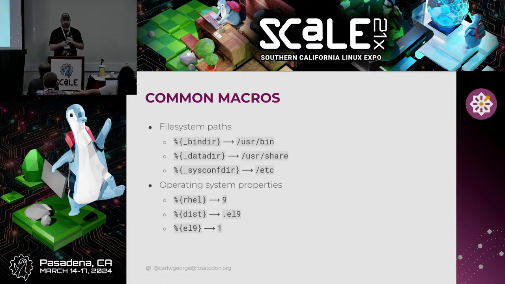The dist macro that I've been mentioning in a few places is a special one. We haven't talked about version and release yet. That's coming up. But this lets you insert the string .el9, and that makes sense later. The short version is that when you're using the same spec file to build for, say, RHEL 8 and RHEL 9, the resulting package in the release field is going to end with .el9 or .el8 to indicate which one it was built against. el9 is a little misleading, it evaluates to 1, but think of that in the bash true sense, like if 1, do this thing.